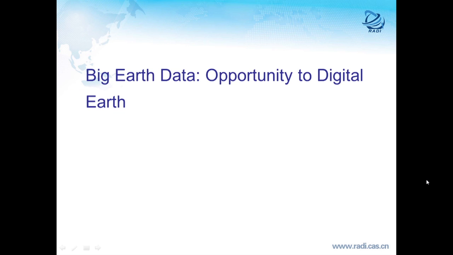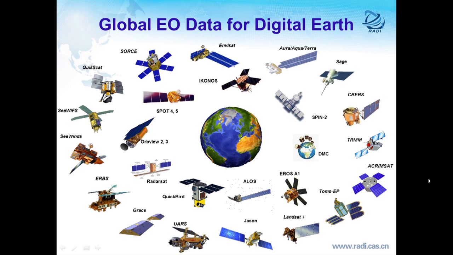So that means big data, big Earth data, gives the opportunity to the digital Earth. Why? We just mentioned some kinds of data. We have so many different kinds of data. On the Internet, every day you can receive a lot. Society data, economic data.